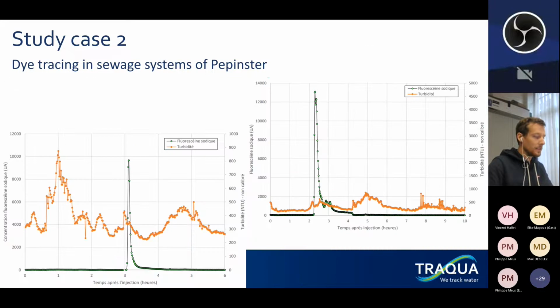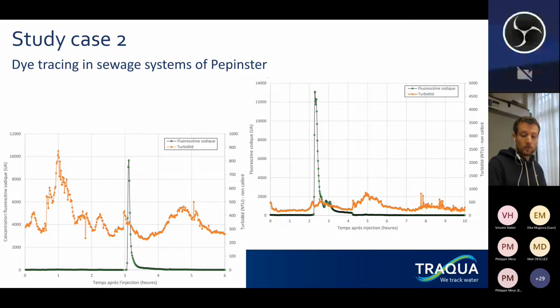So a few results. Just to illustrate what was done, we made 4 dye tracings for this project. We recorded the dye, sodium fluorescein, the turbidity, the temperature. Turbidity was used to have information on the suspended solids in the wastewater system that could impact the quality of the results.